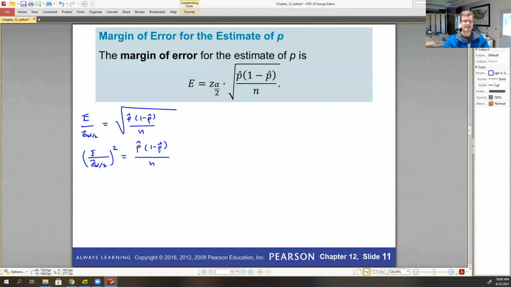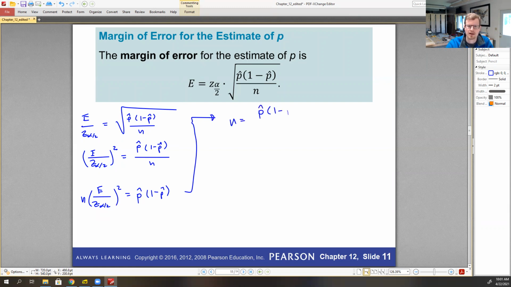So in this case, to get n out of the denominator, I need to multiply both sides by n. So I go ahead and do that, and I find that n times the error divided by z sub alpha over 2 squared is equal to p hat times 1 minus p hat. And then, of course, if I wanted to find n itself, I just need to divide by this thing. So that gives me n is equal to p hat times 1 minus p hat divided by the error divided by z sub alpha over 2 squared.